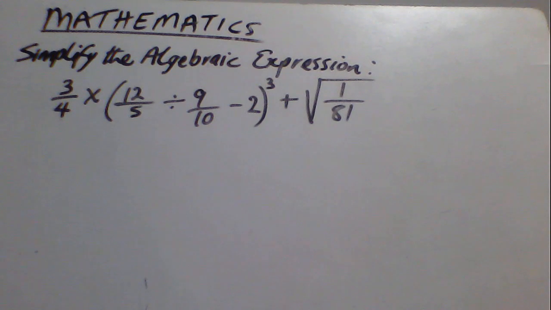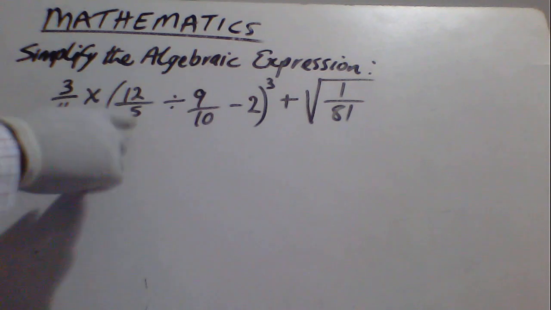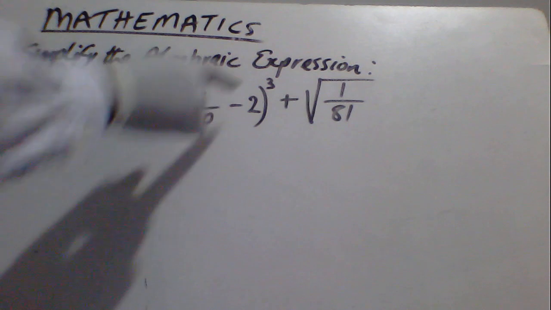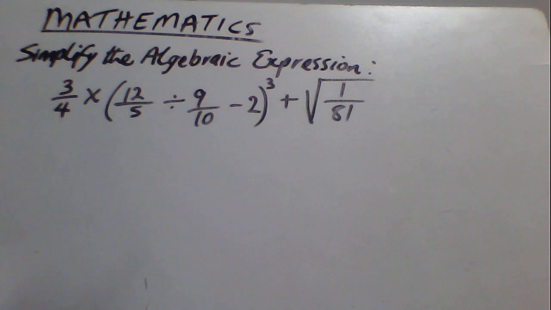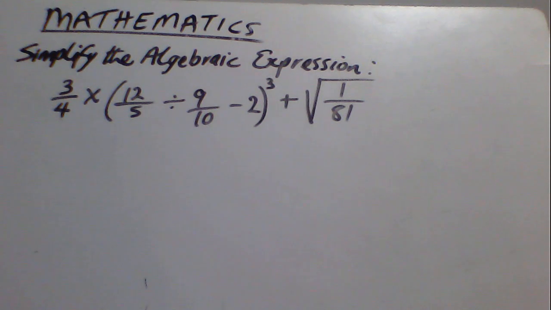Alright, good day students. You are required to simplify the algebraic expression: 3 over 4 multiplying, in brackets, 12 over 5 divided by 9 over 10 minus 2, all to the exponent of 3, plus the square root of 1 over 81. This is an expression. So how do we simplify this expression?